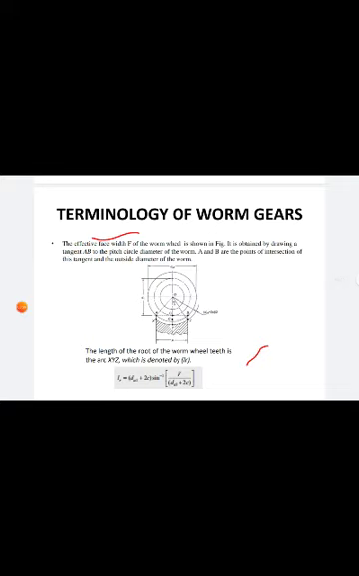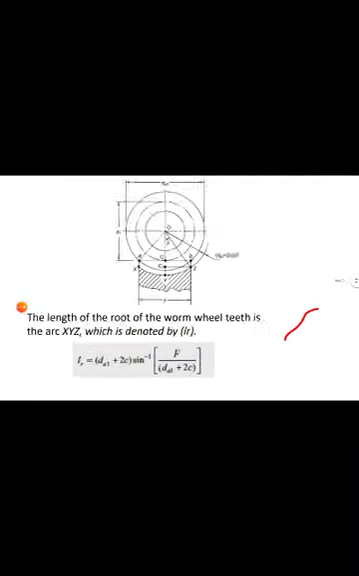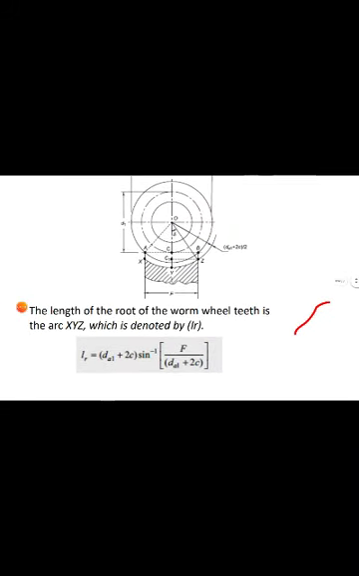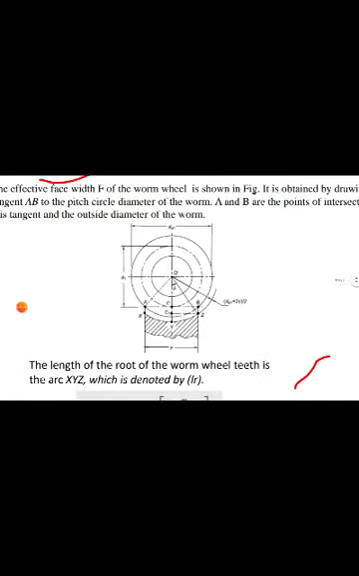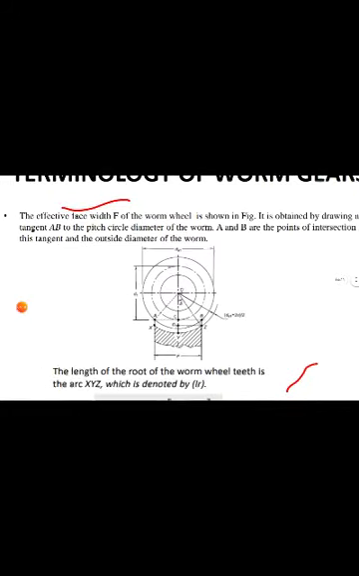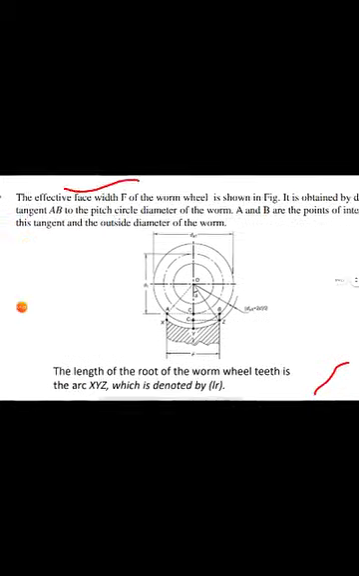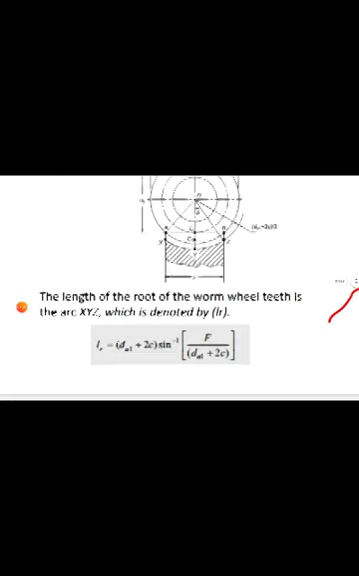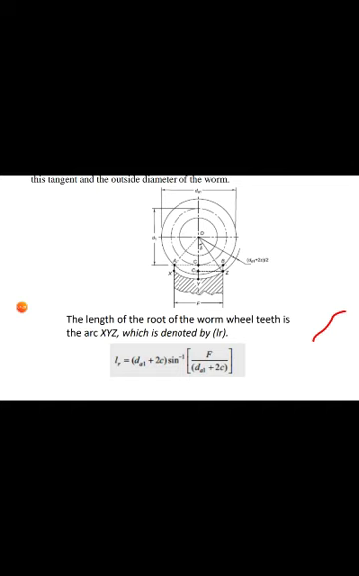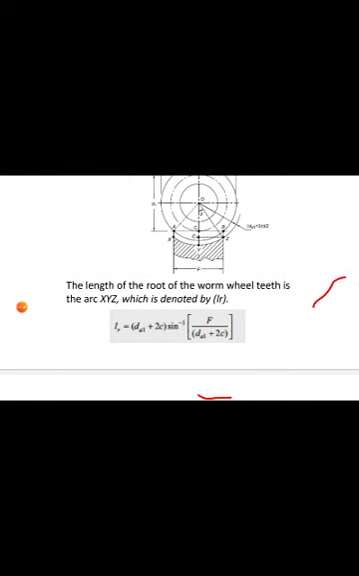Now one more terminology for the worm gear is given, and that is the length of the root of the worm wheel tooth. For that root of the worm wheel teeth, you have to produce an arc XYZ, and in this arc, the transverse direction distance will be F. F is the effective face width of the worm wheel, and with the help of this F, we can find out the length of the root of the worm wheel, that is LR is equal to DA1.